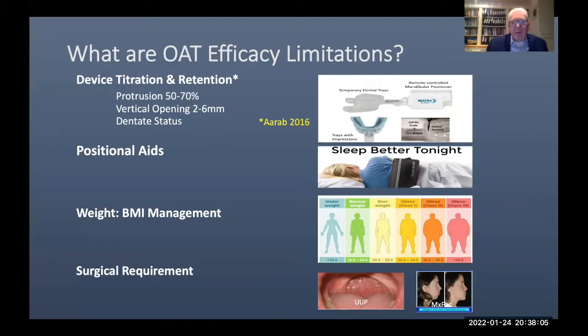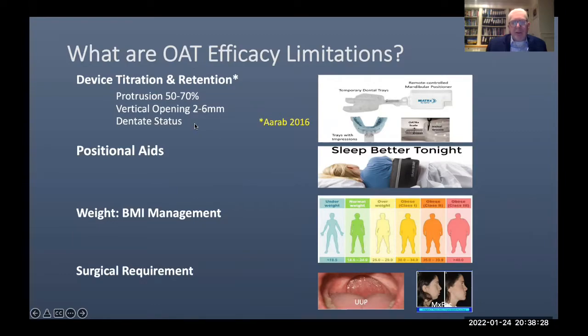So if we have a healthy craniomandibular arrangement with no derangement in the joints, good range of movement, and other considerations, which I'll checklist later on, then we can optimize the protrusion between 50 and 70%, maybe 75%, and optimize the vertical opening between 2 and 6 millimeters. But I think the thinking is now that the vertical opening should be as little as possible.